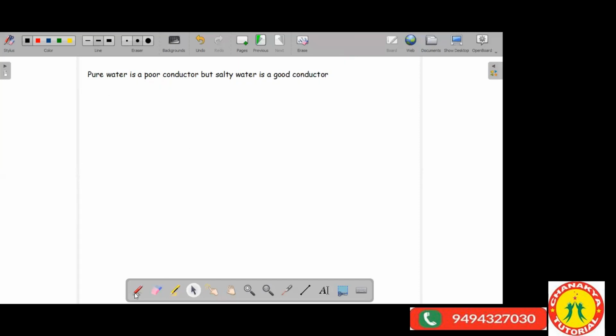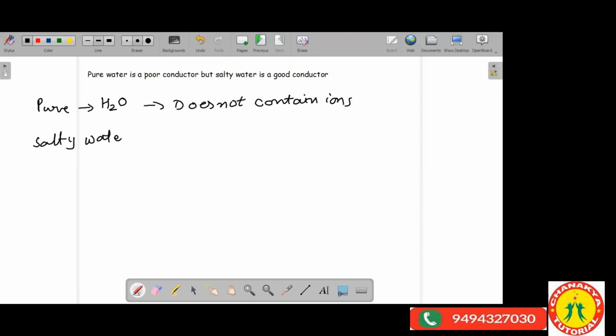If you observe the formula of water, it is H2O. If you have pure water, it does not contain any ions, so it will be non-conducting. But if you have impure water or salty water, salty water will have salt dissolved in water.